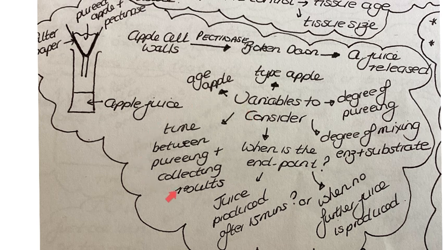Another variable that you would need to consider is the time between pureeing and adding the enzyme and then collecting the results. So you puree your apple, you add your pectinase, and you let it sit for 5 minutes before you put it into this setup? Or do you puree your apple, add your pectinase, and add it immediately? Whatever you do, every time you do the experiment, you have to do this in the same way.